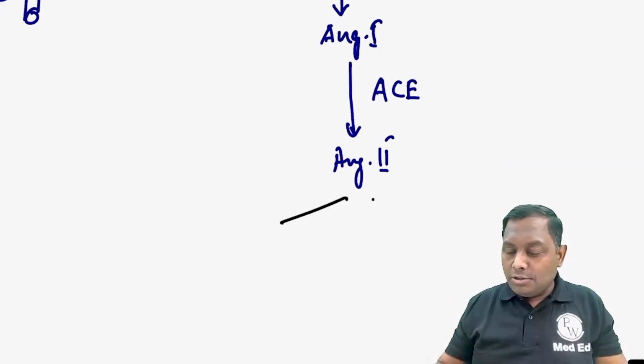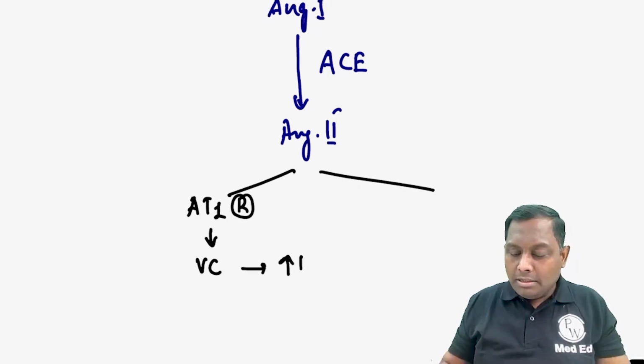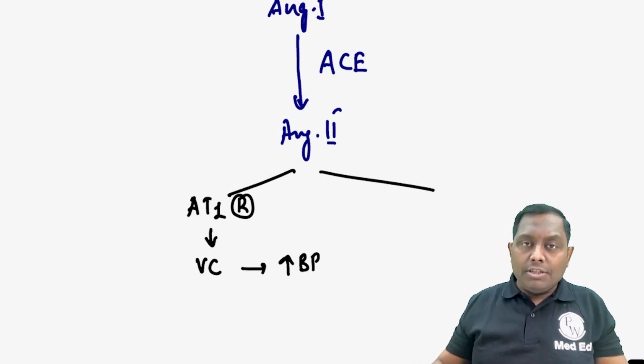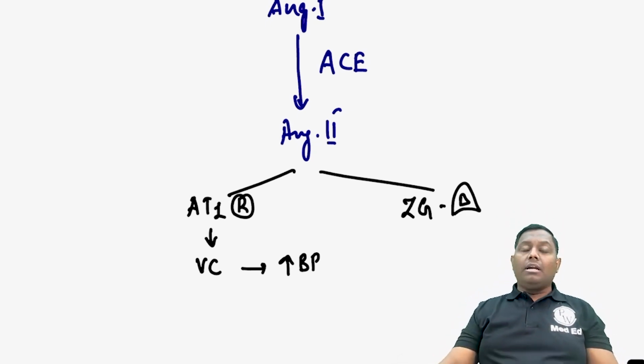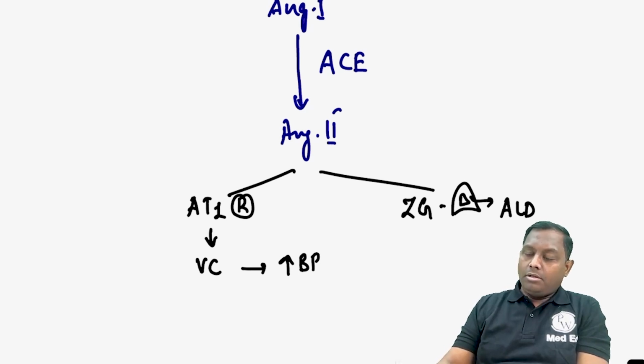And this angiotensin 2 is going to have 2 important functions. Function number 1, it is going to act on its receptor by the name of AT1 receptor, that is going to cause vasoconstriction. Ultimately the BP will increase. Angiotensin 2 is also going to work at the zona glomerulosa of the adrenal gland. ZG मतलब zona glomerulosa, तो adrenal cortex पे काम करता है, and by acting at the zona glomerulosa of the adrenal cortex, it will be causing release of aldosterone.